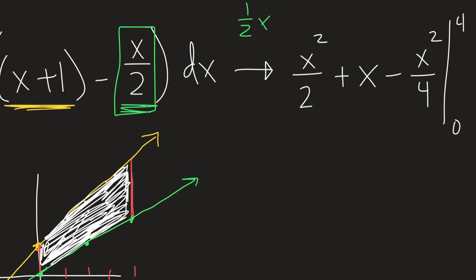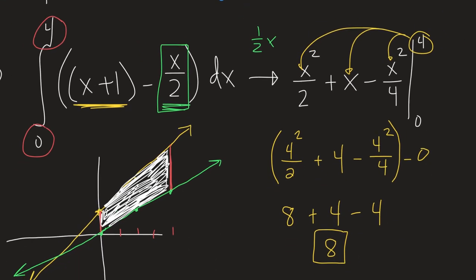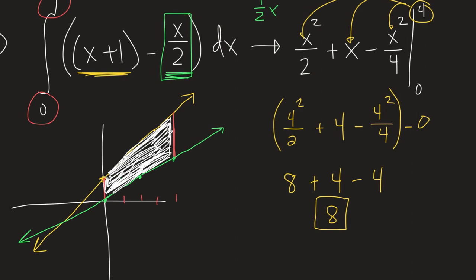Okay, so let's evaluate by plugging 4 into all of your x's and simplifying. So let's see what we get. 8. We get 8. When you plug in 4 and you do the math, you get an area between your curves of 8 square units. So it's important to be able to sketch these so you can see which one is on top of the other, so that you do the top minus the bottom correctly.